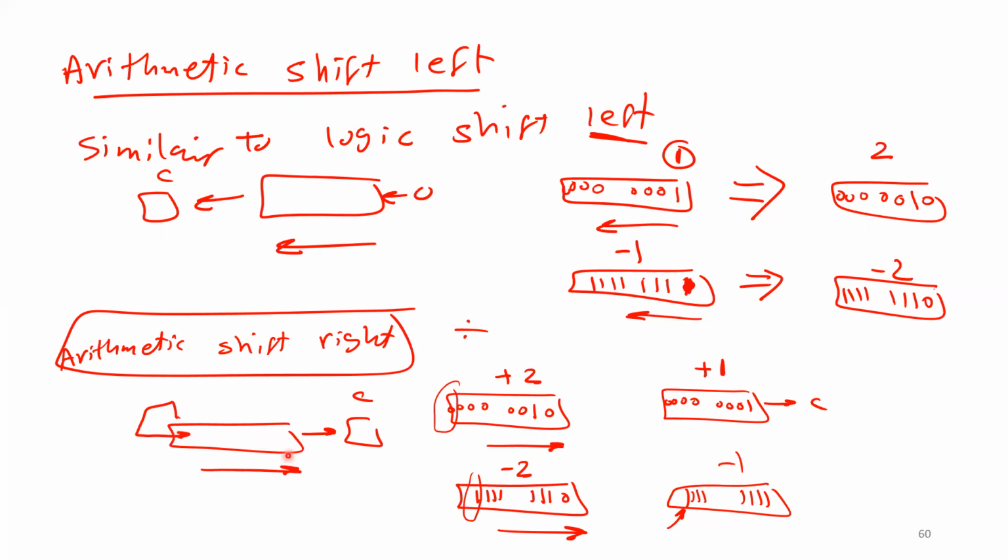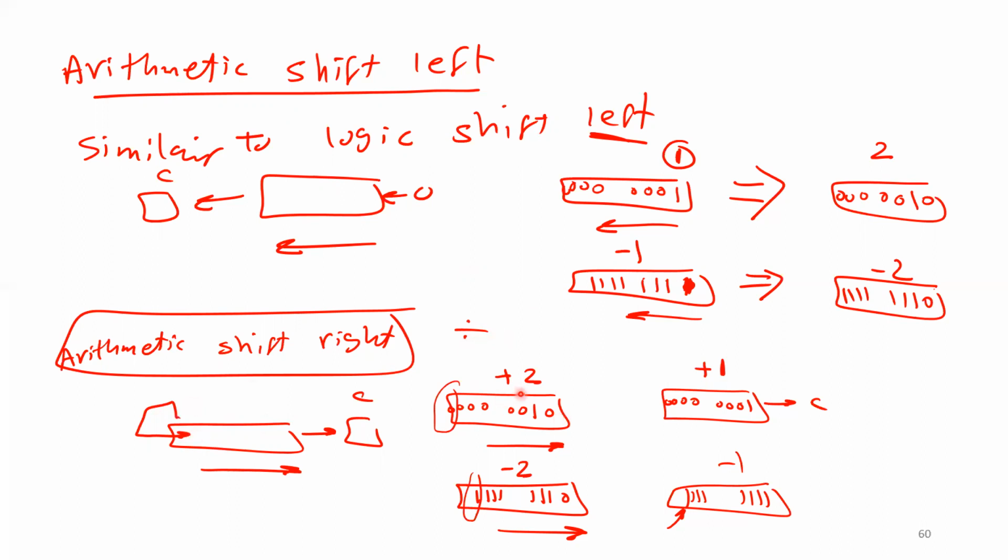Okay, guys. Why do we do it this way? We do this so that division works. Why? Because if the number is negative and you shift in a zero, you are going to change the number. You are not going to do division because the number is negative. When I put zero here, I'm going to convert the number to positive. So in order to make this division work, I'm going to repeat the last bit.